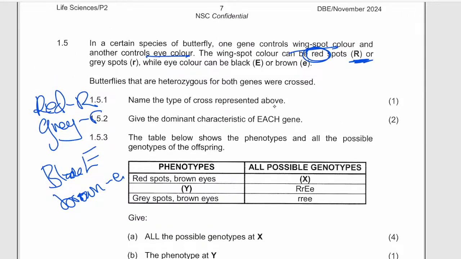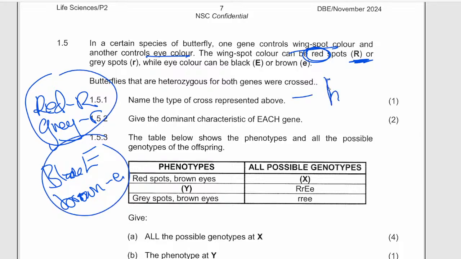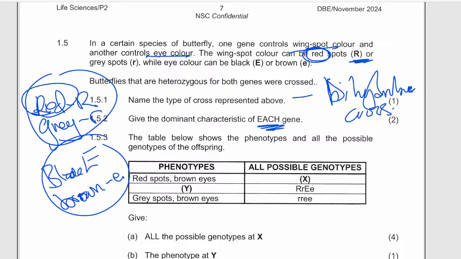Name the type of cross represented above. Because we are involving two characters, it's going to be a dihybrid cross. Yes, dihybrid cross. They're saying name the dominant characteristic in each. The dominant characteristics are red and black. Yes, it's red and black because they said in each.